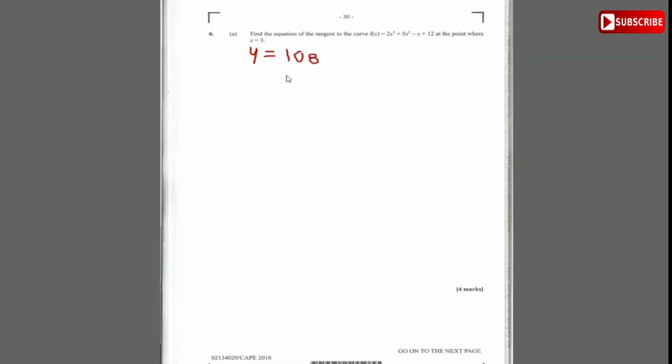And so first thing I need to find is f prime of x. So f prime of x is going to be equal to, carry down the power, 6x squared. Now differentiate 5x squared, I get 10x. And then minus x, I differentiate that, that's minus 1. And so that's f prime of x, 6x squared plus 10x minus 1.